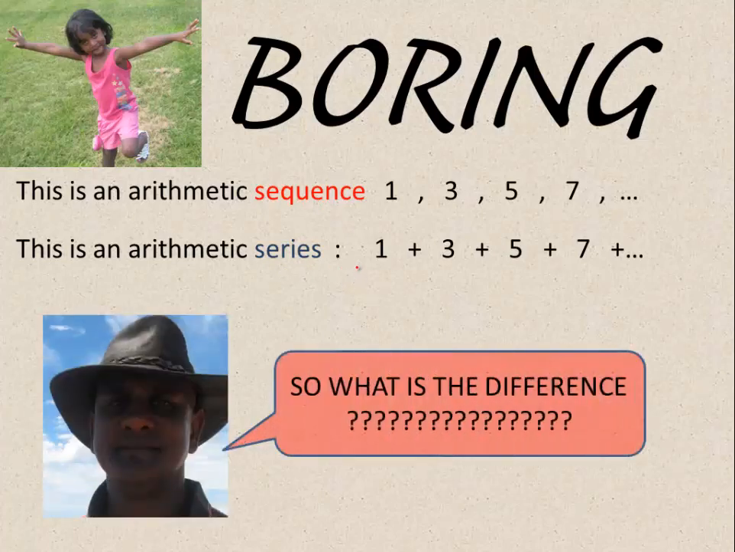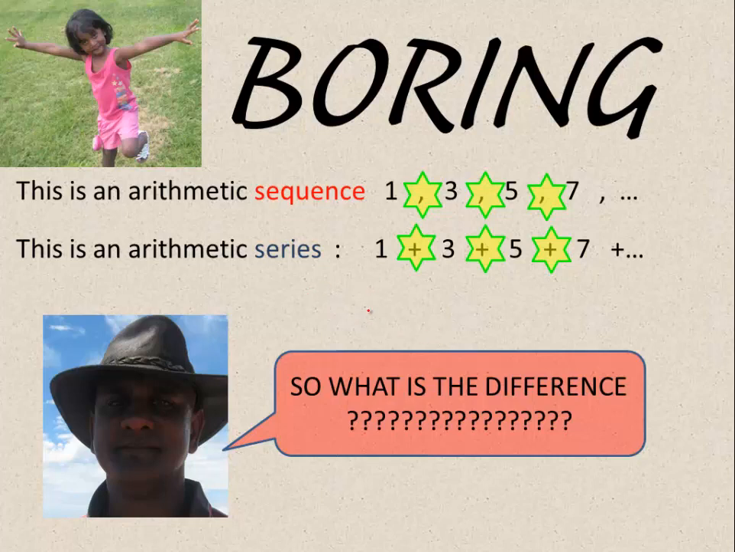So, what is the difference? There's the difference. In an arithmetic series, the variables or the digits are separated by a plus sign, whereas in a sequence, it is separated by a comma. Plus, comma, plus, comma. And that is your fundamental difference between an arithmetic series and an arithmetic sequence.